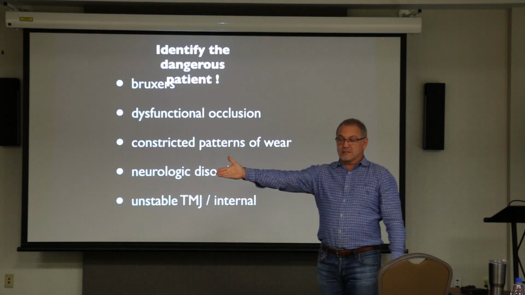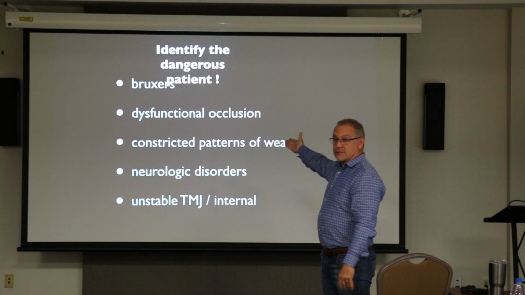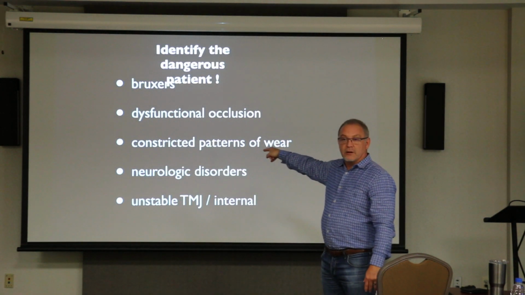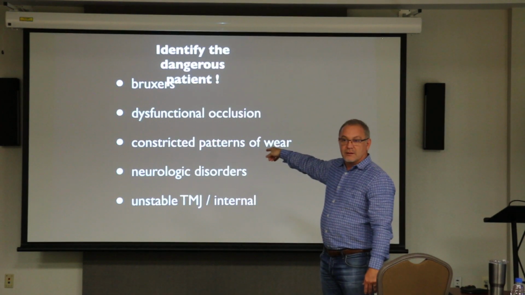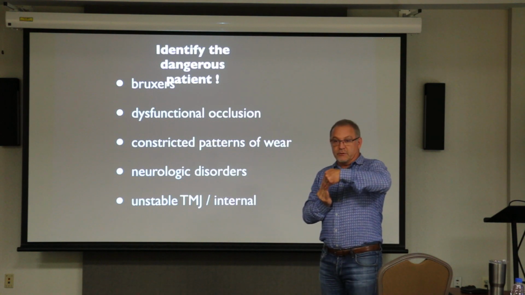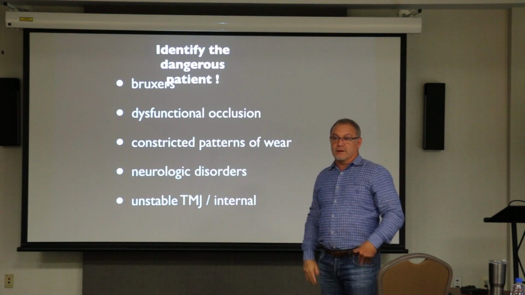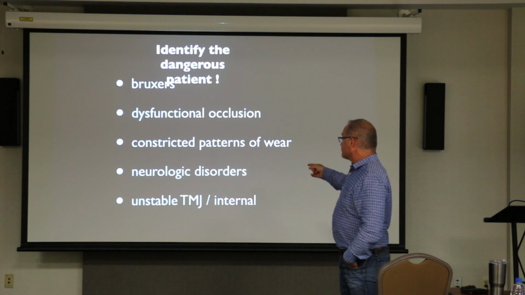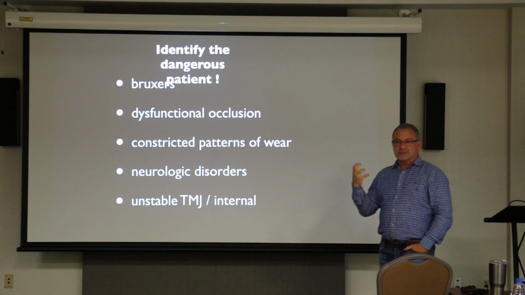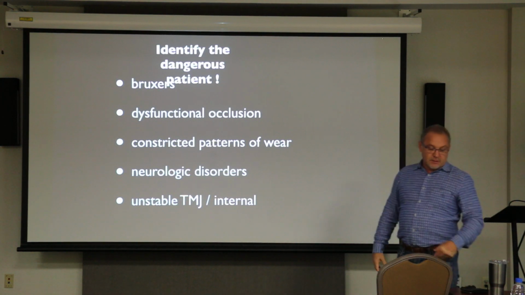Right. So sometimes it might mean if we're doing these hybrids and their existing occlusion was a constricted pattern, do you want to build them in that same spot? Probably going to put a lot of stress on your restoration, right? So maybe we need to develop a new occlusal scheme that's going to allow some freeway space there. That's a constricted pattern.